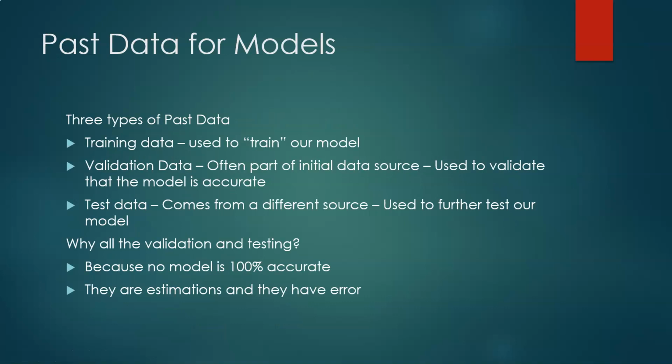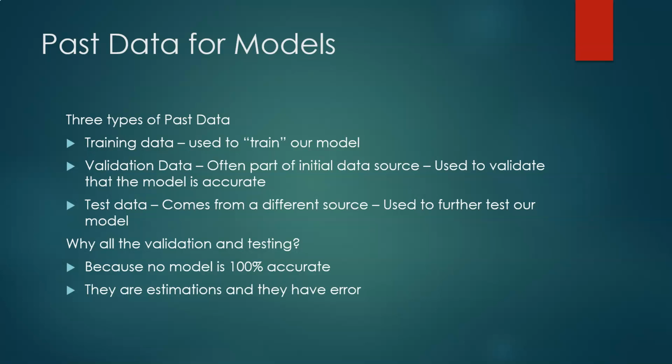So there's a couple different ways that we can approach the past data for models. And there's really three main types of past data that we use to build predictive models. The first is a data set called training data. And this is used to train our model. You see train in quotes there, because it's really kind of a different use of the word train. It's basically how we look at the relationship between the predictor and the predicted variables and how we build our model based on that relationship. So we're using that training data to basically build our model, or what we say to train our model.